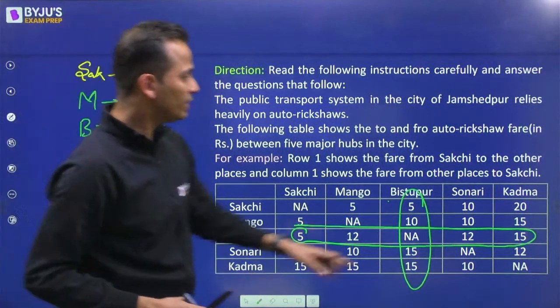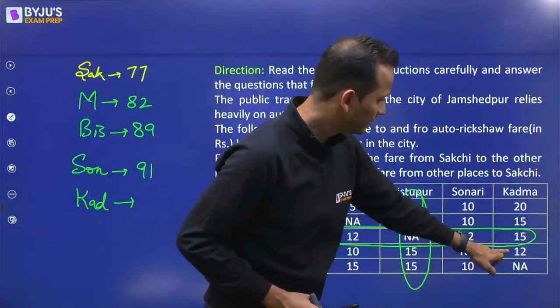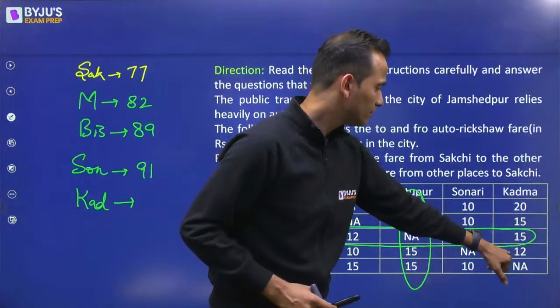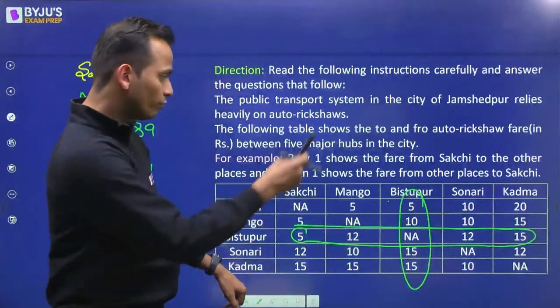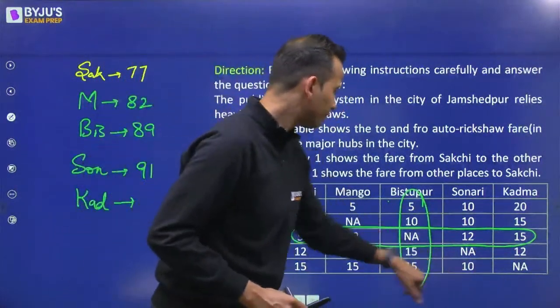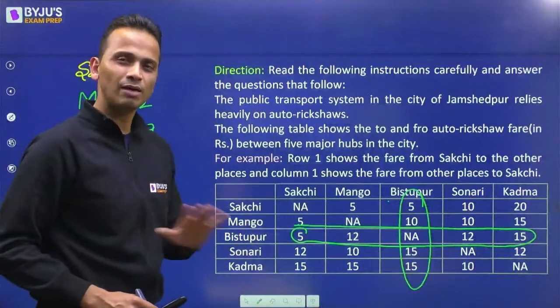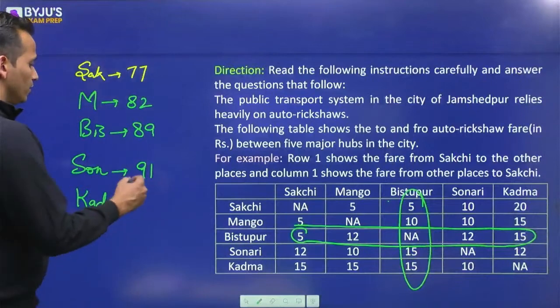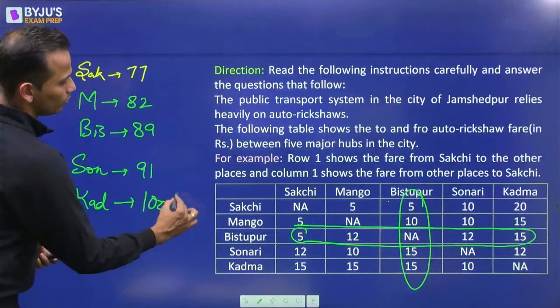For Kadma, it will be 30, 50. My God, this is too much. 62 has already come here. And 55 here. Do I need to check? I'm not checking it. It is more than 100. Fine. So let's write more than 100 for this.